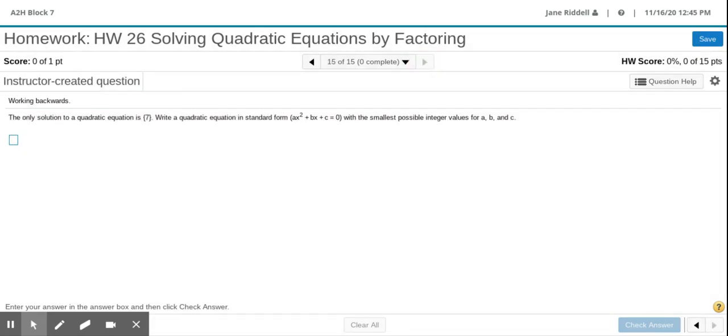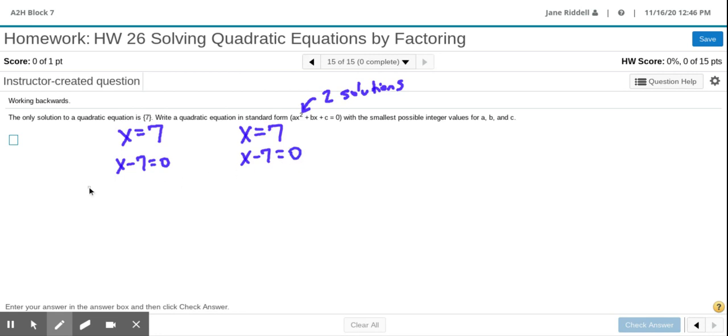Question number 15 is just slightly different. It says that the only solution, so in order for it to be an only solution, it means it's a double root. That means that even though I only have it once, it has to actually be there twice. Remember, a quadratic has an exponent of 2, so that exponent of 2 tells you that there are going to be 2 solutions. So the only way that you can have one solution is if it's the same solution twice. So instead of just writing x equals 7 once, you're going to write x equals 7 twice. Then to move the 7 over, you'd have x minus 7 equals 0. And then do the zero product property in reverse, and get your quadratic from there.